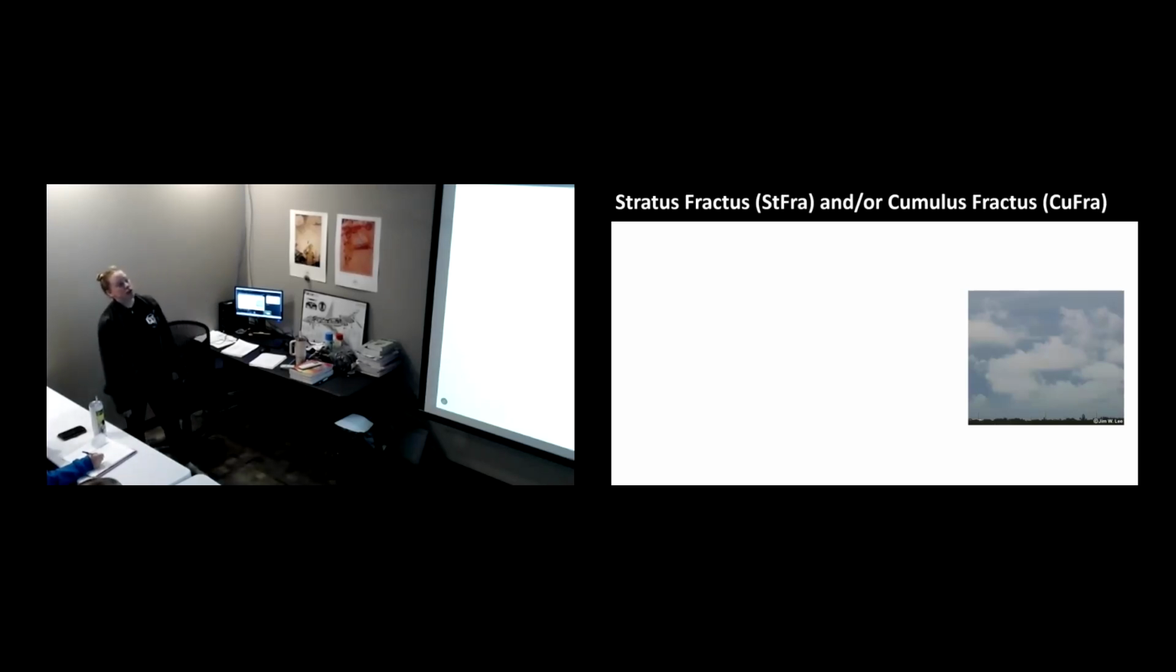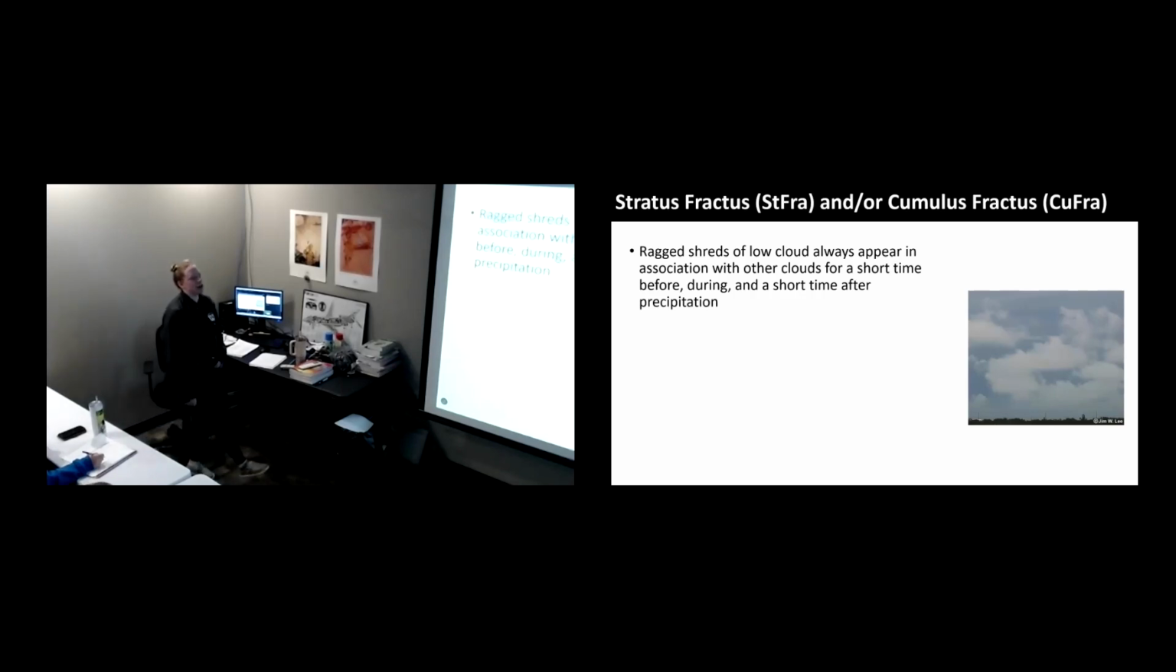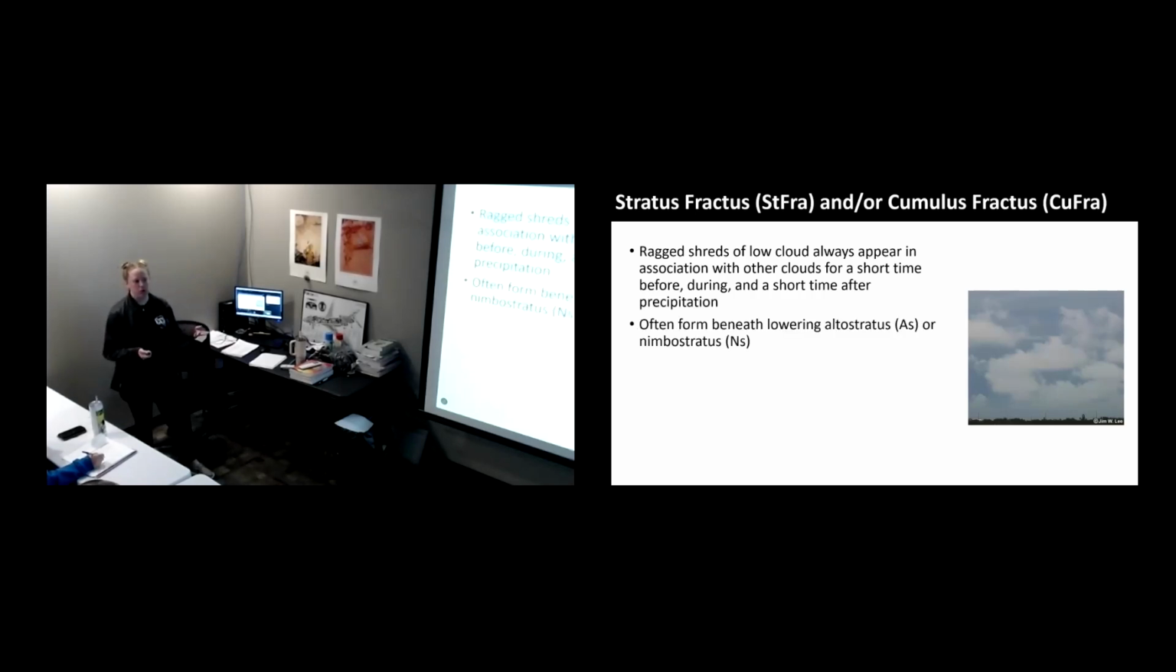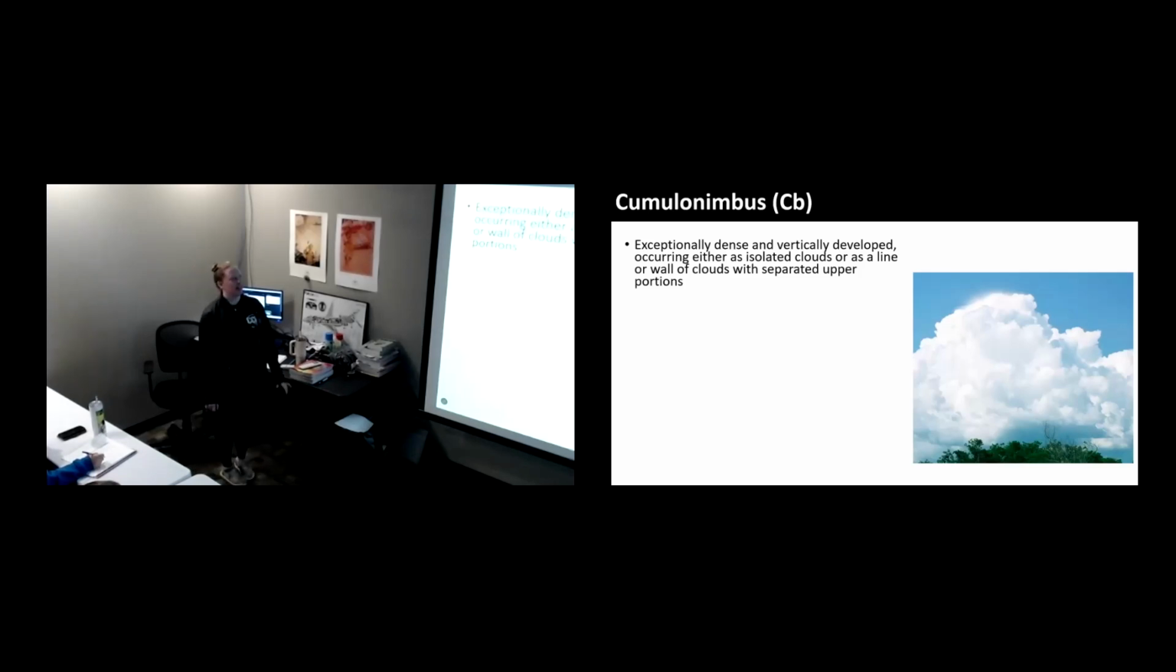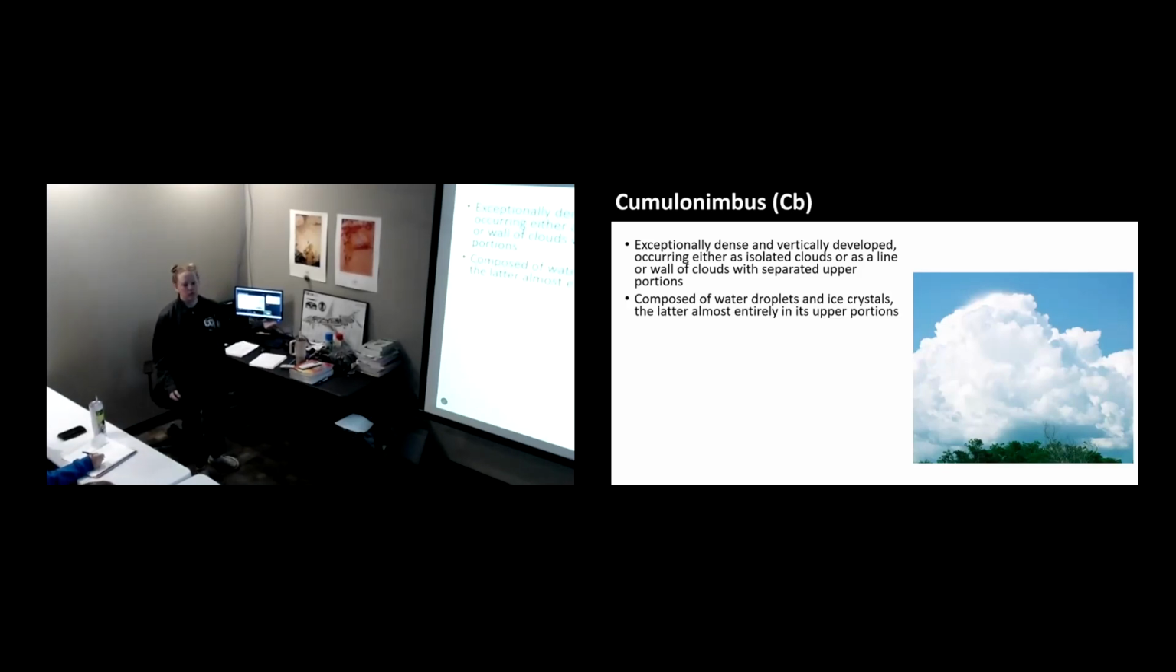Stratus fractus and/or cumulus fractus clouds. Ragged shreds of low clouds appear associated with other clouds. Fractures of clouds. You won't be quizzed on that. Cumulonimbus are especially dense and vertically developed, occurring either as isolated clouds or a line or wall of clouds. Composed of water and ice. And they contain snow, water droplets, things like that.